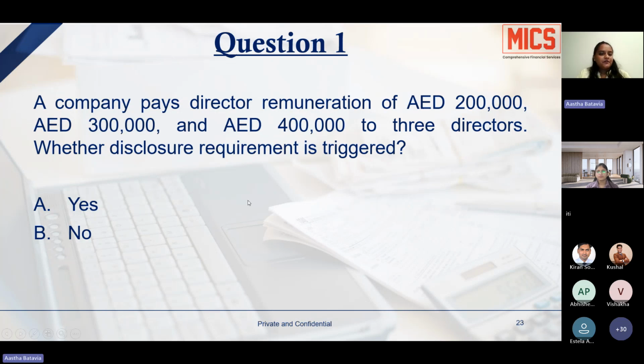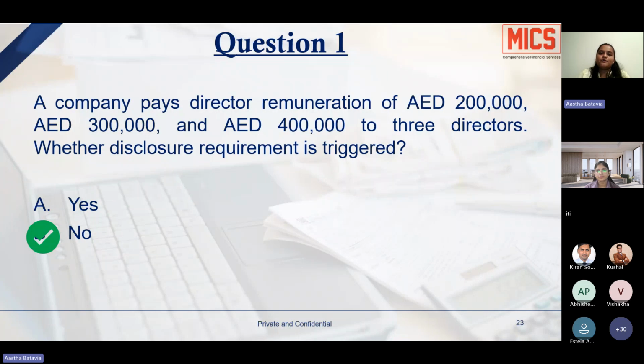I think the majority of you have answer B as the answer. Option B. Let's see how it is. It's correct. It's no. Because we have to see the limit per person. So these are three different directors having director remuneration which is not exceeding AED 500,000. So in this case, there will be no disclosure requirements.